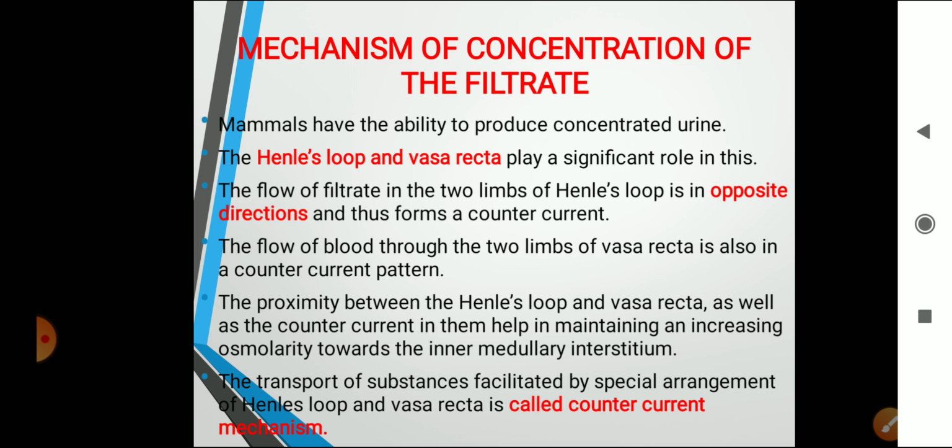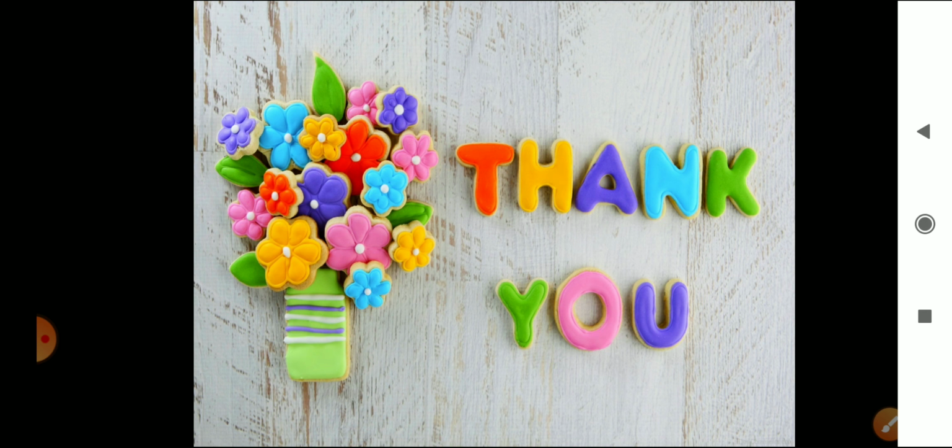So you have to study what is counter current mechanism and how this mechanism works, or how the glomerular filtrate gets concentrated, that is, how the urine gets concentrated. Hope you all understood the mechanism of urine formation and the mechanism of concentration of filtrate. That's all for today. Thank you.